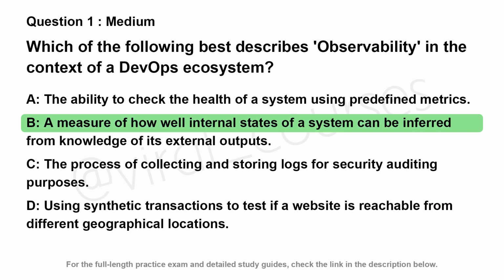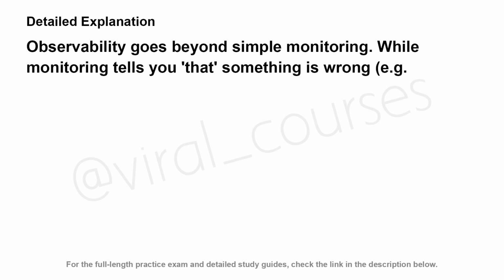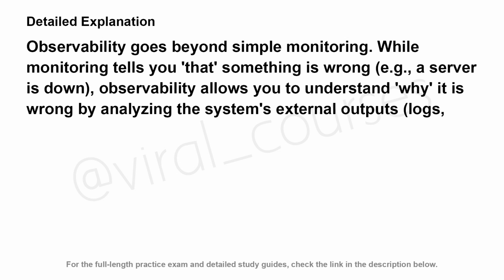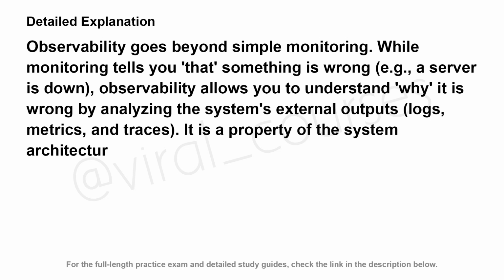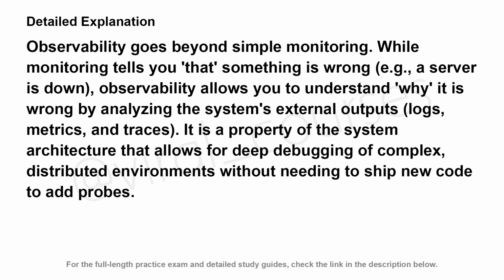The correct answer is B. Observability goes beyond simple monitoring. While monitoring tells you that something is wrong, e.g., a server is down, observability allows you to understand why it is wrong by analyzing the system's external outputs, logs, metrics, and traces. It is a property of the system architecture that allows for deep debugging of complex distributed environments without needing to ship new code to add probes.